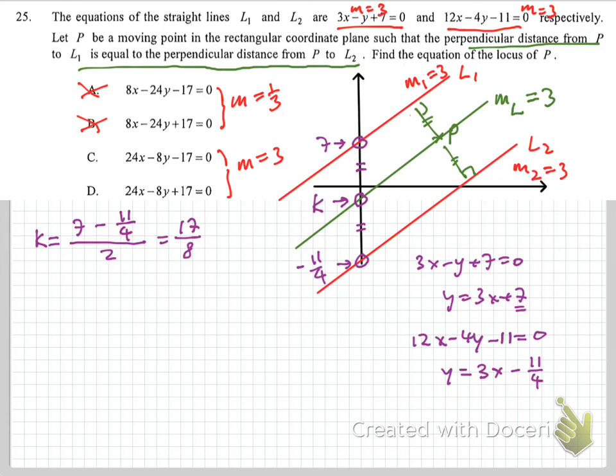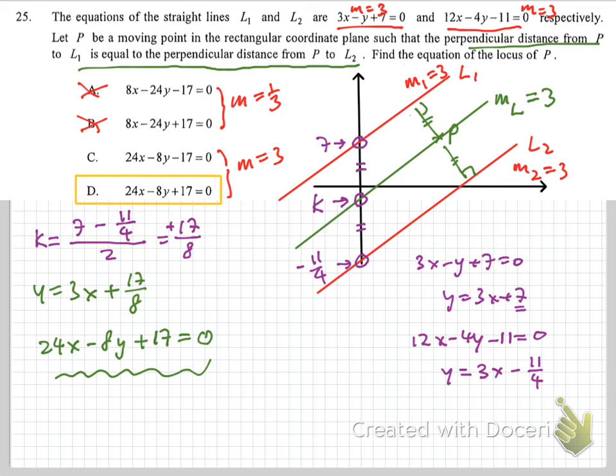So the locus is y equals 3x plus k. And you multiply by 8, you have 24x minus 8y minus 17 equals 0. This is the answer. Oh, sorry, I made a mistake here. It should be a plus, 7 plus 11 over 4. Sorry, it is plus 17 over 8. So it is y equals 3x plus 17 over 8. So after simplification, the answer goes to this one.